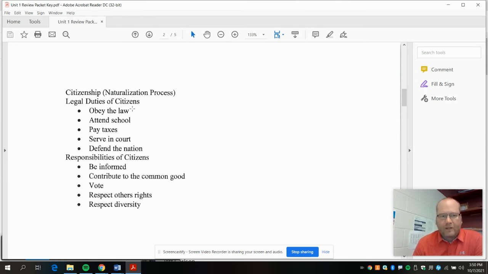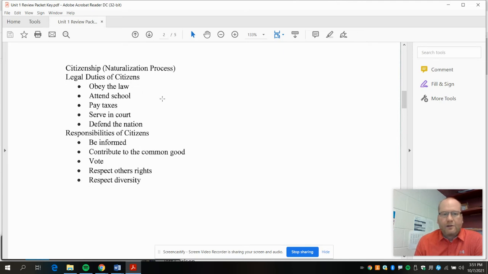All right, then the legal duties of citizens. Obey the law, attend school, pay taxes, serve in court. Remember, the 2 ways to serve in court would be to either testify as a witness or if you get called for jury duty, and then defend the nation. And that goes back to the selective service system that all young men need to sign up for at the age of 18 in case there is a draft and we need more people to go into the military for us.